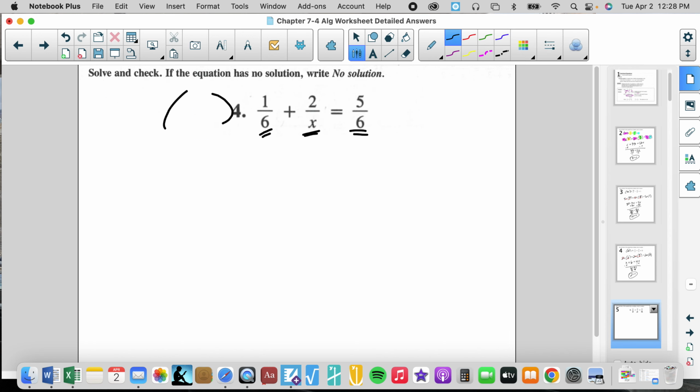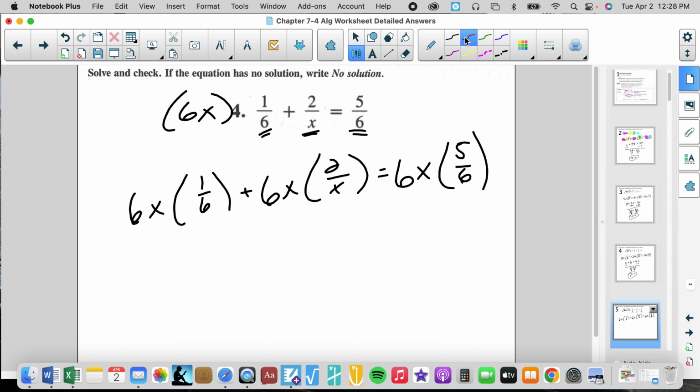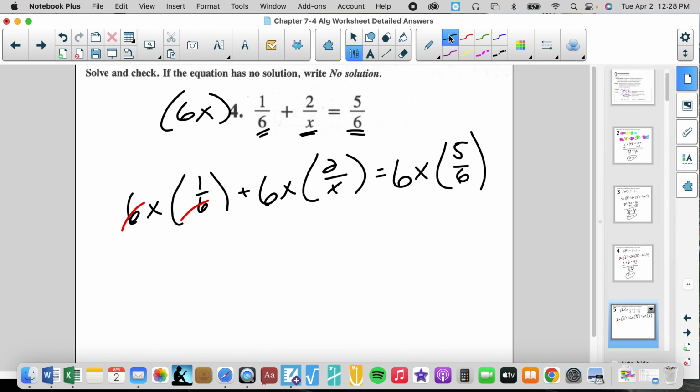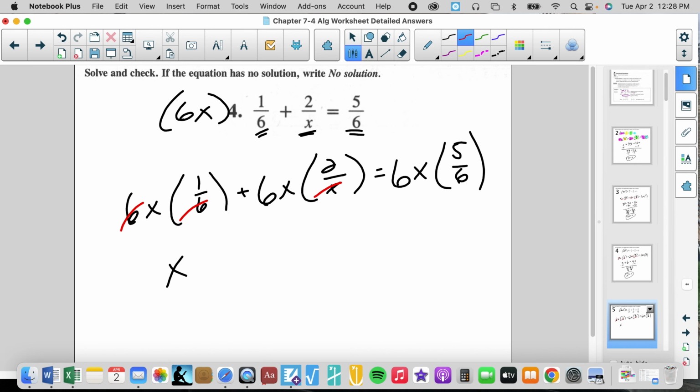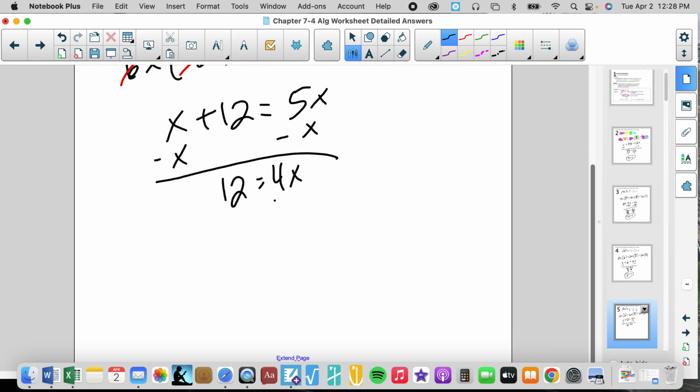We're going to multiply it by 6x. 6x times 1/6 plus 6x times 2 over x equals 6x times 5/6. Cancels, left with x. x's cancel, left with 12. 6 cancels, you're left with 5x. Minus x, 12 equals 4x. Divide by 4. 3 equals x.